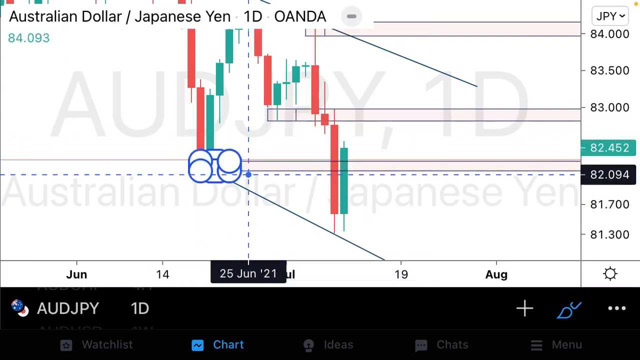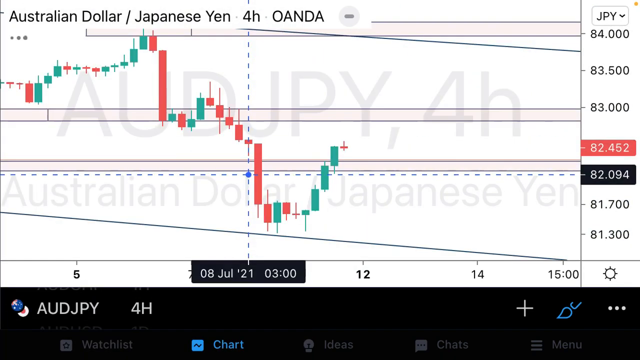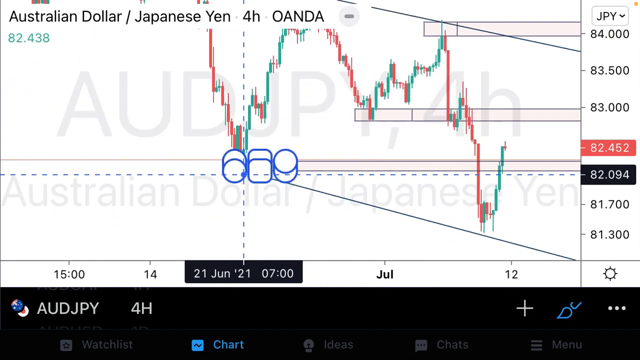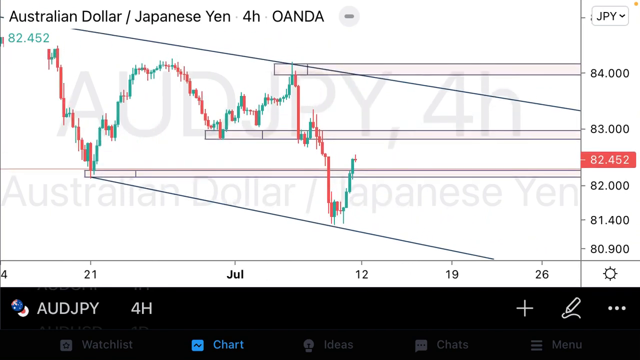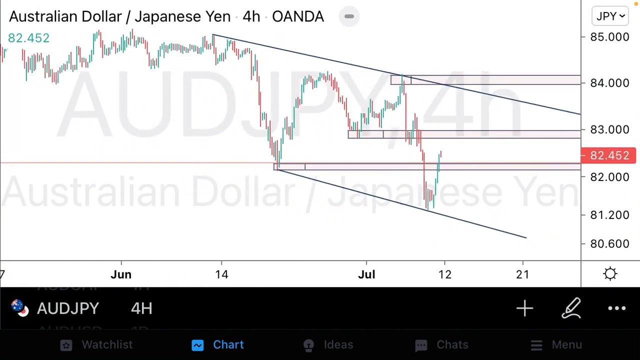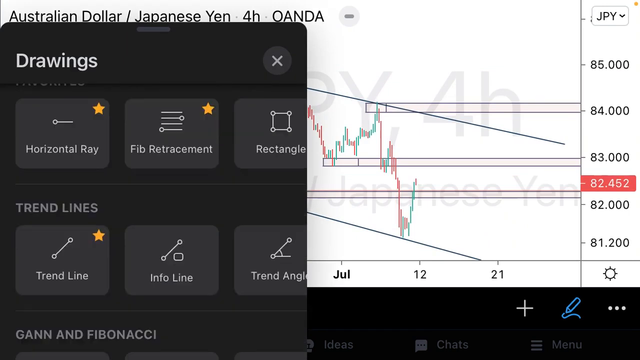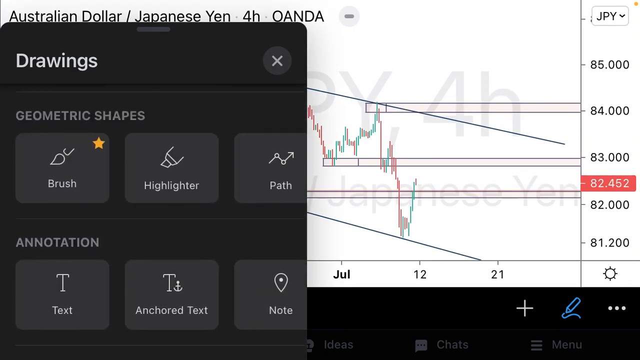So we are clearly seeing some corrective price action on AUDJPY from a higher time frame perspective. Now what we're going to do on AUDJPY is we're going to approach AUDJPY and look for trades in both directions, guys.